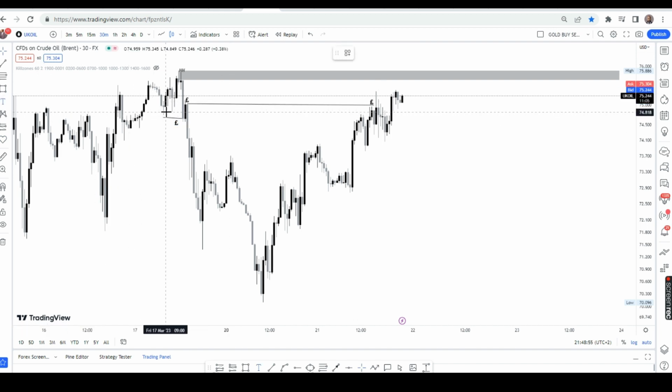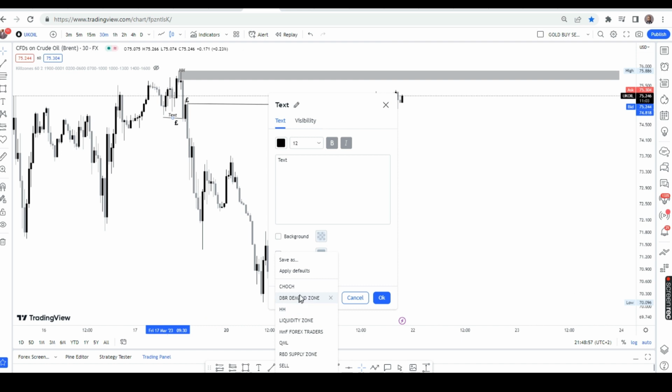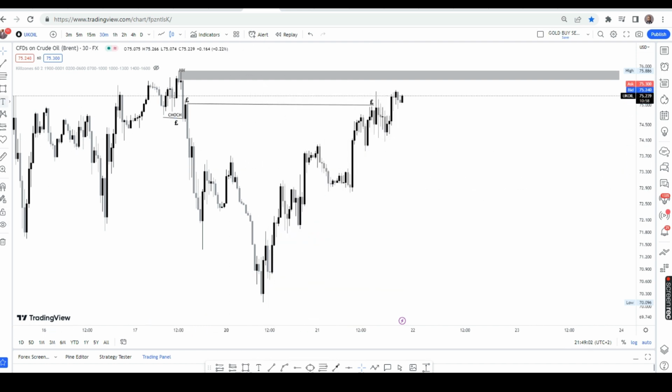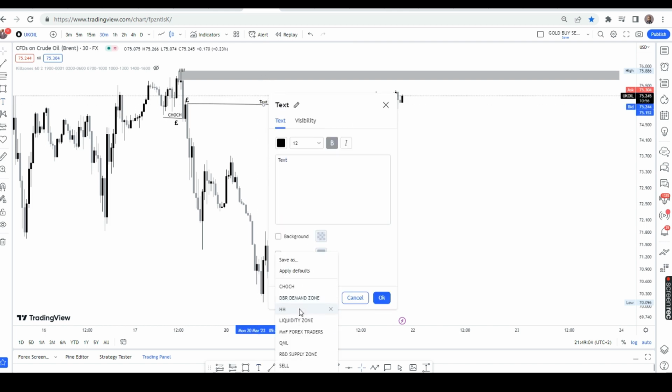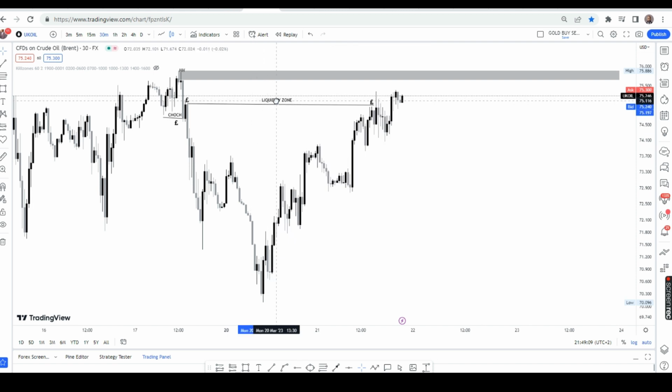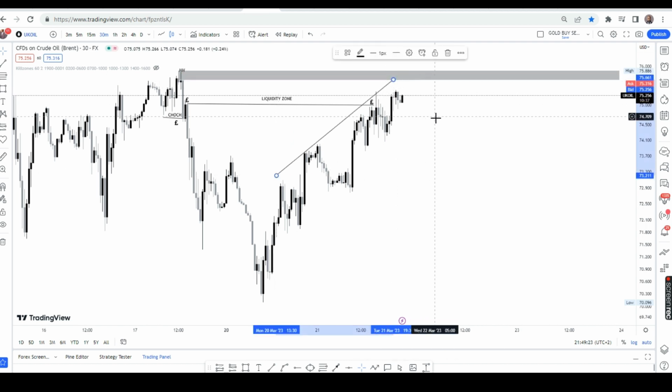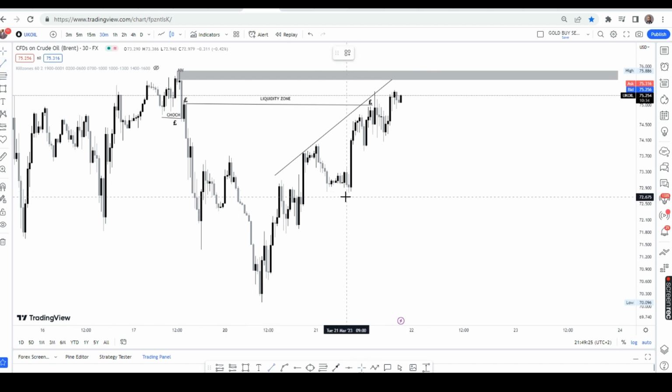Okay, let's go ahead and label that. That's our change of character right there. Reduce the font better. Okay, then let's go. This is our liquidity area. This is our liquidity zone. Then I love the way price is actually coming to my zone right here. This is a very good compression, and I love the way it's coming up. So this is what we call a CP, compression pattern.